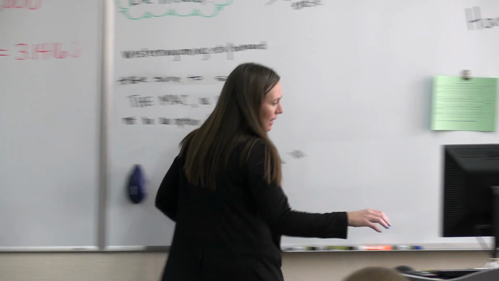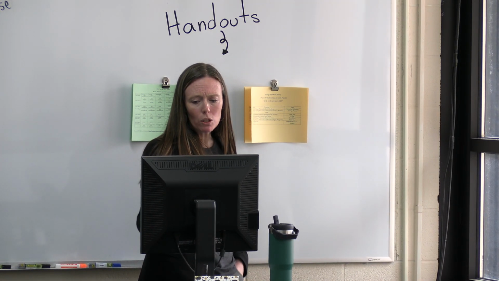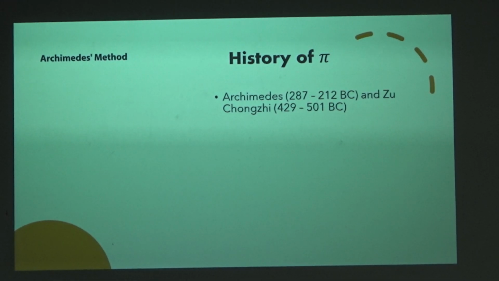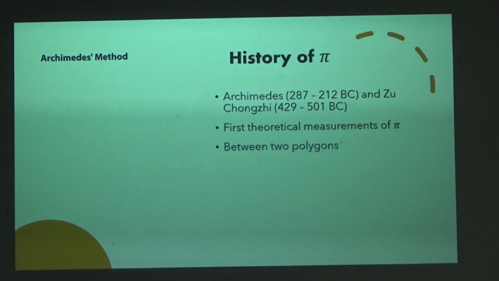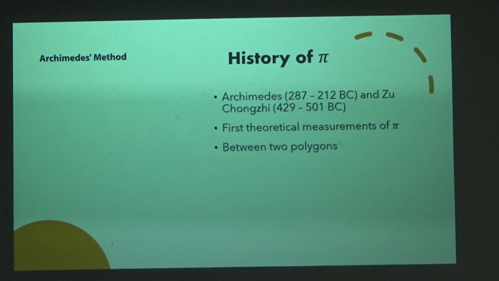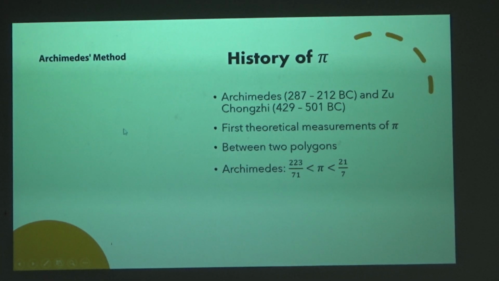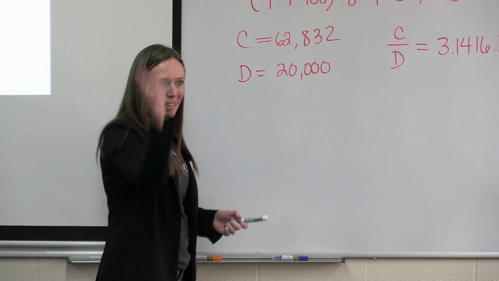So the Archimedes method. This was in 287 to 212 BC, and then Zhu Chongzhi also was known to use this method, and it gave us the first theoretical measurements of pi. The whole idea on finding this was finding the circumference of a circle between two polygons. Does anyone know what a polygon is? The multi-sided shape. Yes. So really, it's anything with some straight edges that make a shape.